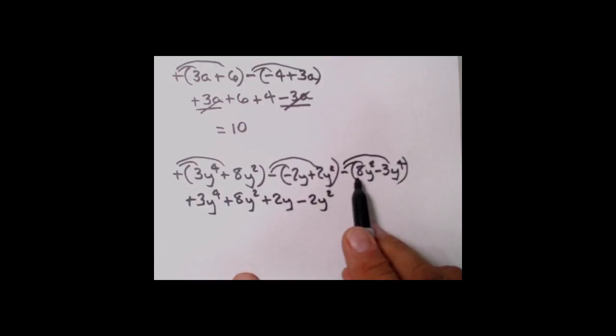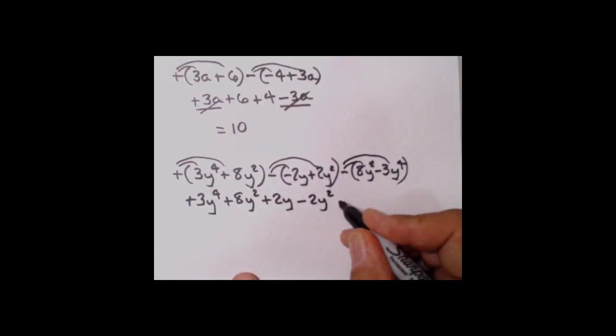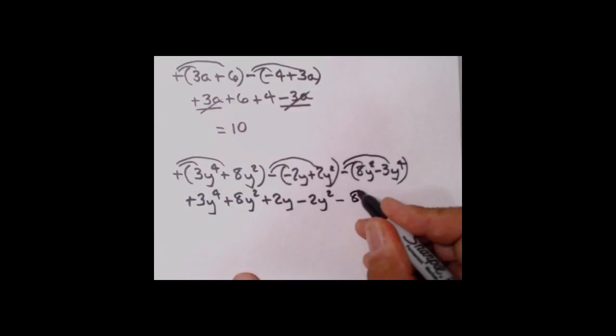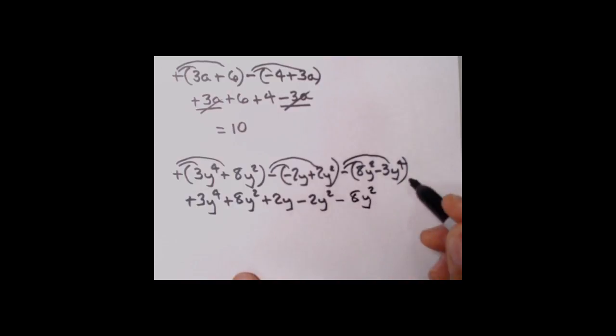So this was officially a plus 8y squared inside the parentheses. So now we change it, becomes negative 8y squared. And here, the minus 3 becomes positive 3y to the 4th. Now let's double check that we changed everybody. The 8 was plus inside, it came out minus. The 3 was minus inside, it came out plus. Okay, that looks real good.